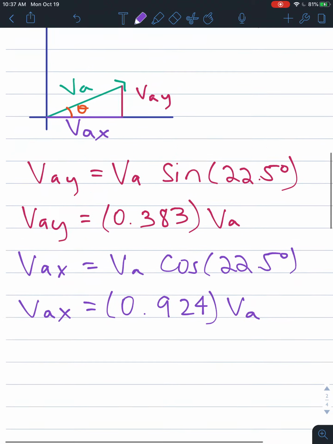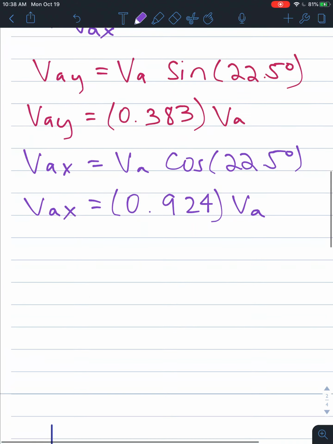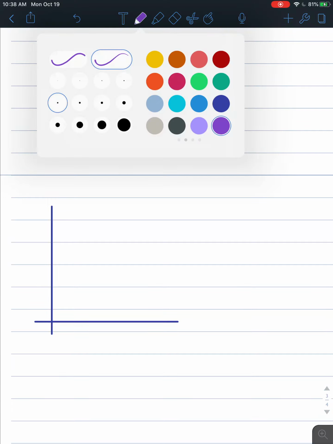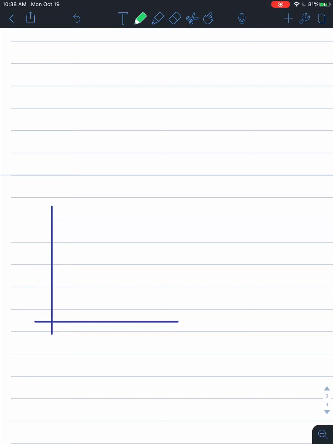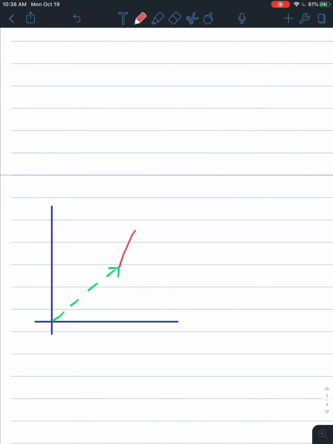All right, so now we have the velocity in the x and y of vector A in terms of VA, because remember that's what we're trying to solve for. Now I'm going to draw out vector B, but first I'm going to draw a dotted line of where VA was. So VA was about like that, and we're going to take this vector here to be VB.